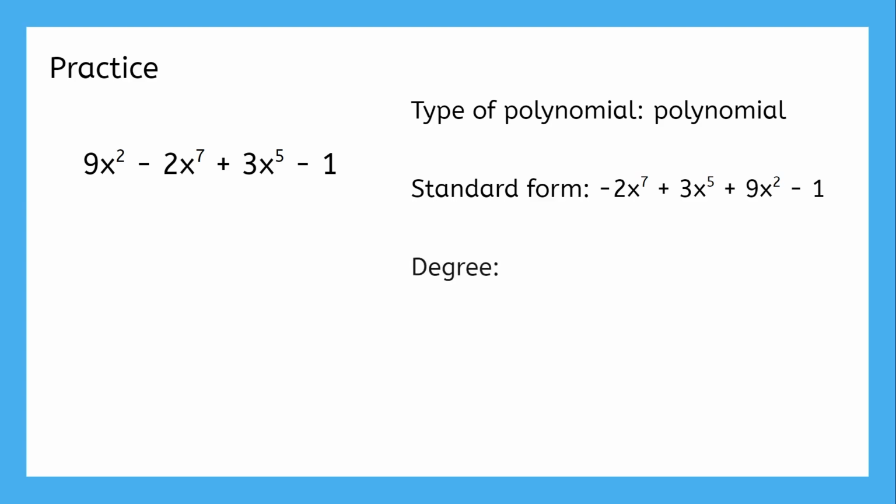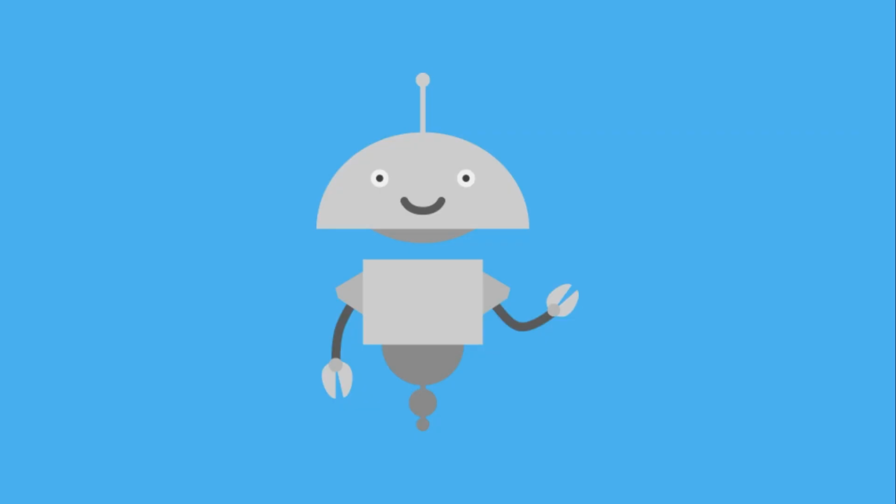Finally, what degree is this polynomial? This is a degree 7 polynomial. Make sure to practice these definitions. Once you've mastered them, we can get to work learning how to multiply polynomials together. Don't worry, in the next lesson, we're going to start by using visual models so that you can actually see how the multiplication works. See you then.